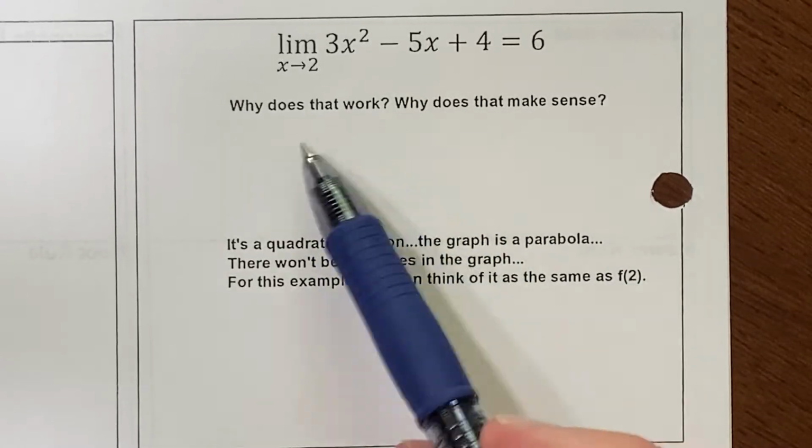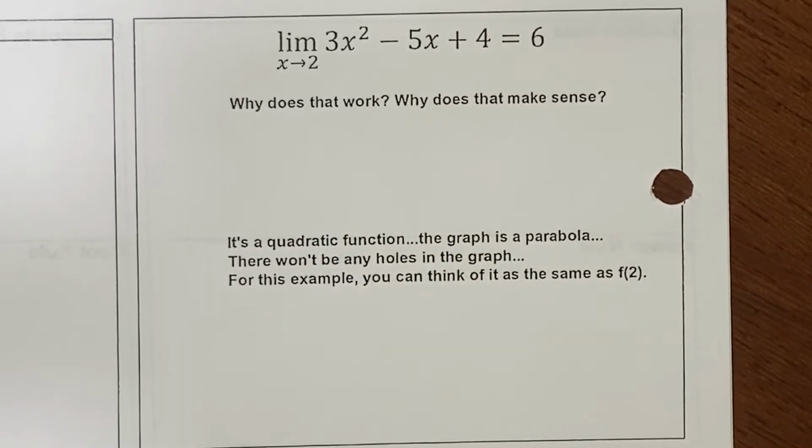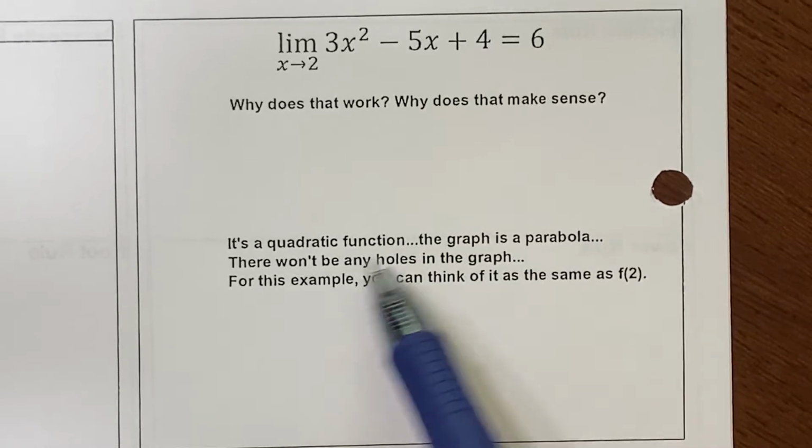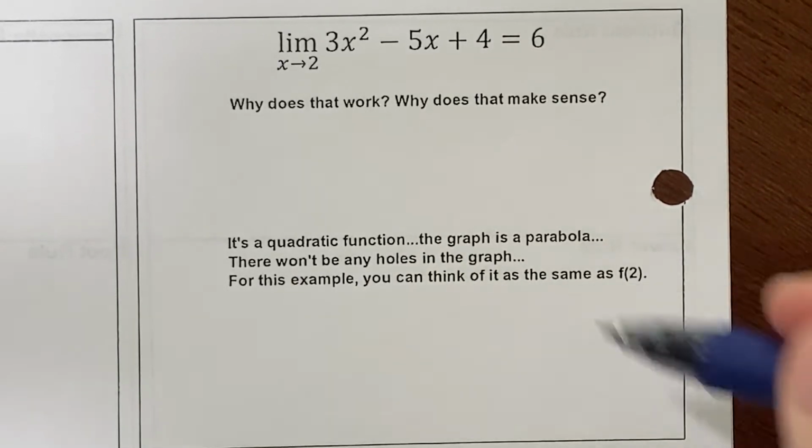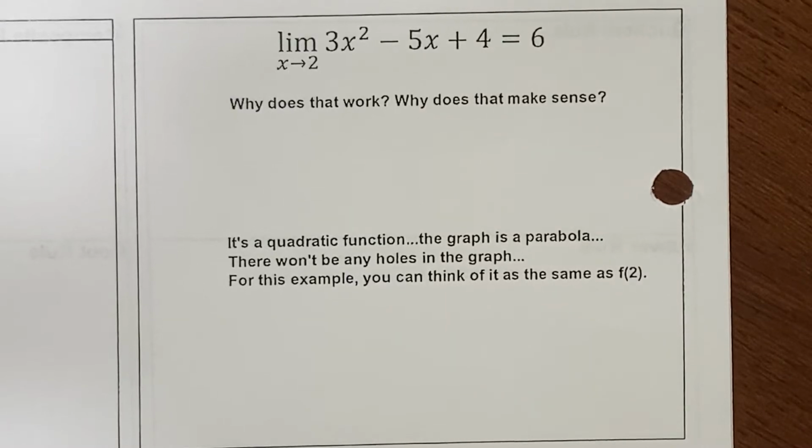Why does that work? Why can I just plug that in? And why does that make sense? Looks like I was supposed to delete this, but I didn't. It's a quadratic function. The graph is a parabola. There won't be any holes in the graph. If you were to graph this thing, it would look like this.